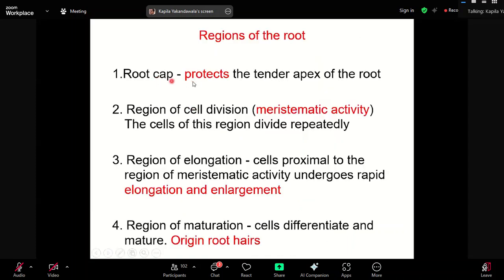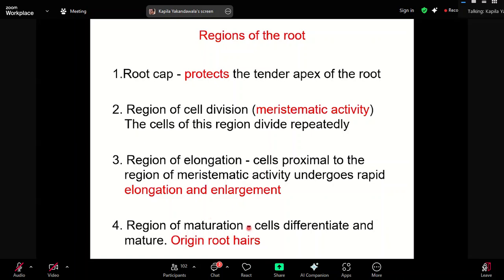Root cap, it protects the tender apex of the root. Region of cell division, within the root cap, you have the region of cell division, and it has meristematic activity. Meristematic activity means cells are dividing very rapidly, so that these cells are elongated and enlarged in area of elongation, so that roots can increase in its length and increase its diameter.